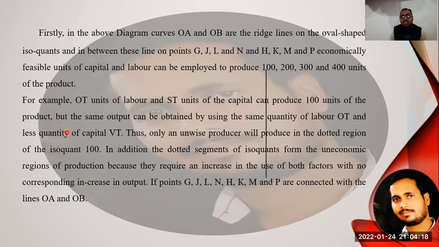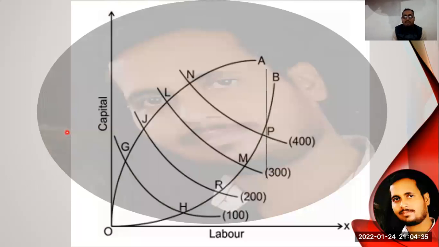If points G, J, L, N, H, K, M, and P are connected with lines, they form OA for the upper segment and OB for the lower segment. Now see it. If the entrepreneur does production beyond points H, R, M, P, it provides the same proportion of output as 100, 200, 300, 400, but using more labor, they are not able to get a better production.